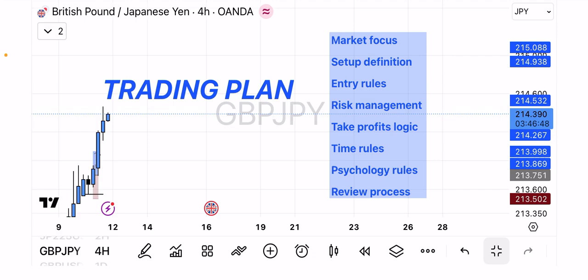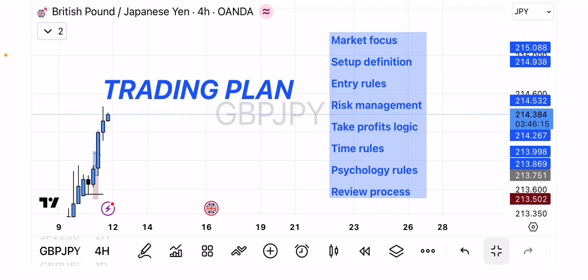So now let's talk about market focus. Market focus is simply defining the pairs or instruments that you trade. One of the mistakes that beginners make is that they try to trade every pair. They try to trade every instrument, and that is not the right way to trade. Professional traders only pick a few pairs.